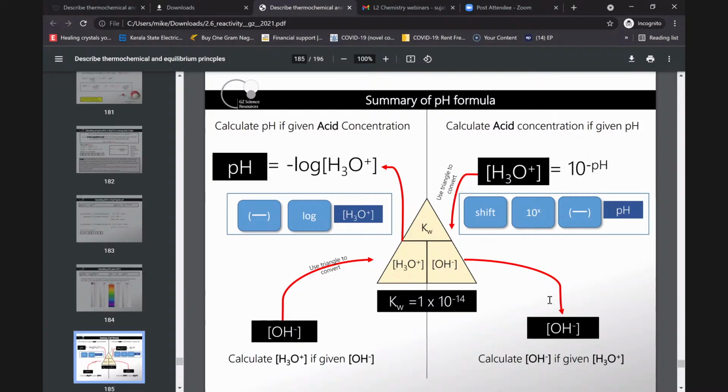But remember that the formulas are given to you, you just need to apply them. They won't give it to you in a triangle form, but the rest is given. And also the Kw is given to you in your resource sheet.